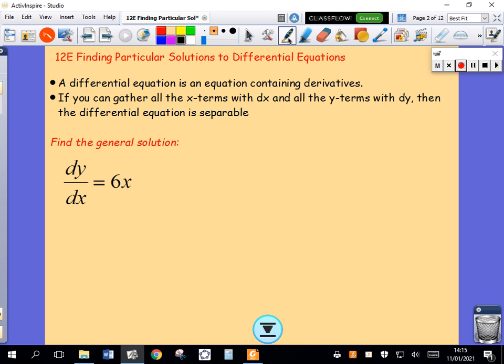So if dy/dx equals 6x, what I'm going to do is see if I can separate this. The equation is separable if I can gather all my x terms on one side with the x differential and all my y terms on the other side with the y differential. And that's very easily done here. I just multiply on both sides by dx to find dy is equal to 6x times dx.